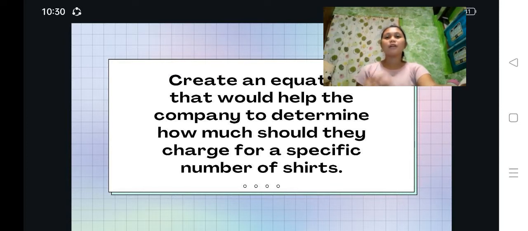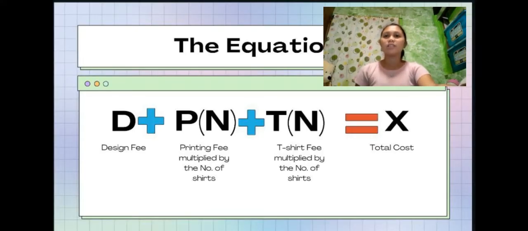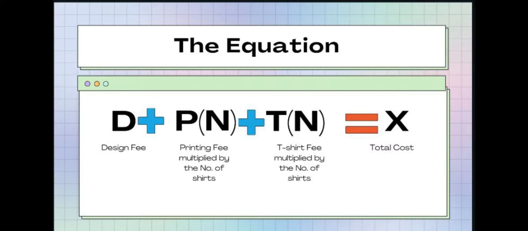So we created an equation represented as D plus P multiplied by N plus T multiplied by N is equal to X, in which D represents the design fee, P is the printing fee, and N is the number of shirts or the quantity needed. T represents the t-shirt fee, multiplied by N, the number of shirts needed. And X is the total cost of the product that can be purchased by our clients.